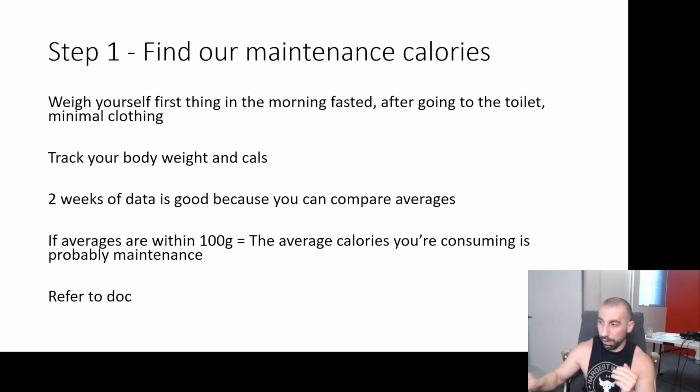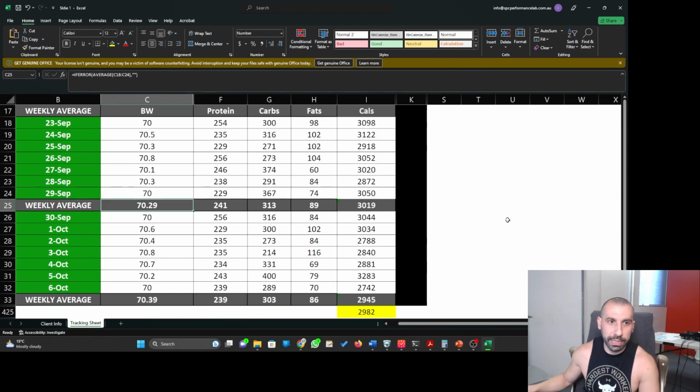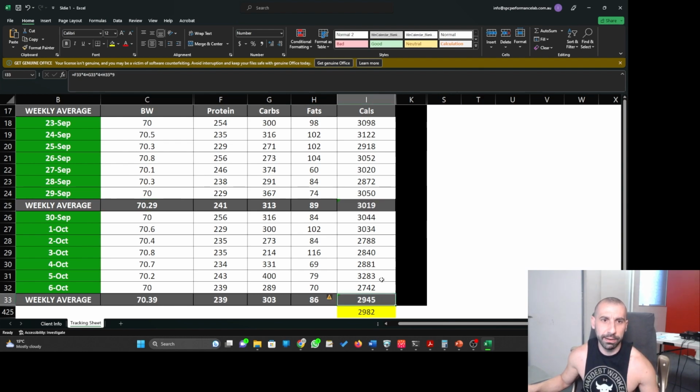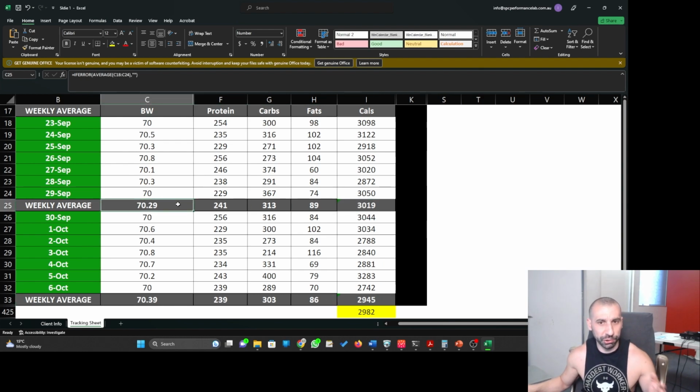So I'll give the example now. If we look at this, this is 1 week's worth of body weights, and this is the second week's worth of body weights. If the averages of body weights are about 100 grams or under in terms of the difference between the weeks, we can say you're probably at maintenance calories. So whatever calories are here, this is probably maintenance. If it's 200 calories or more over, then you're probably in a surplus. If it's 200 calories or less in the other direction, then you're probably in a deficit.